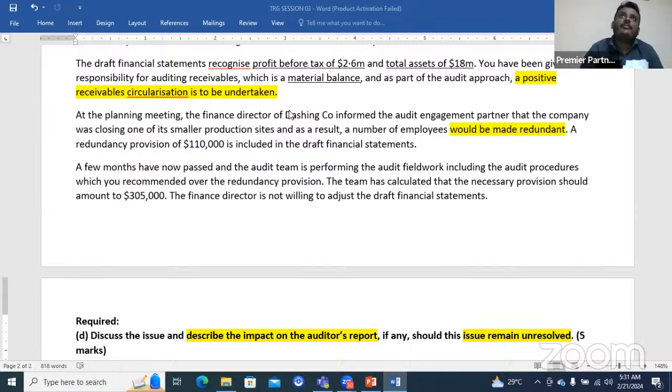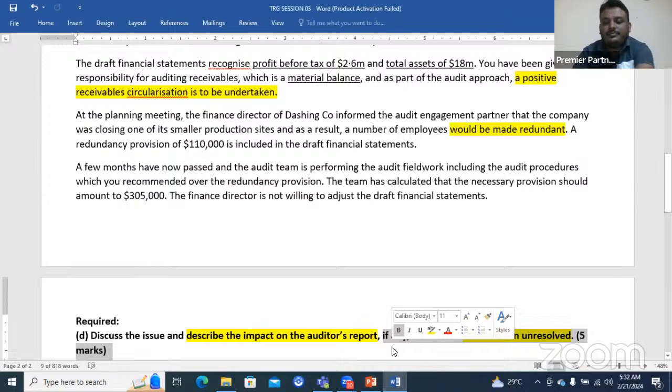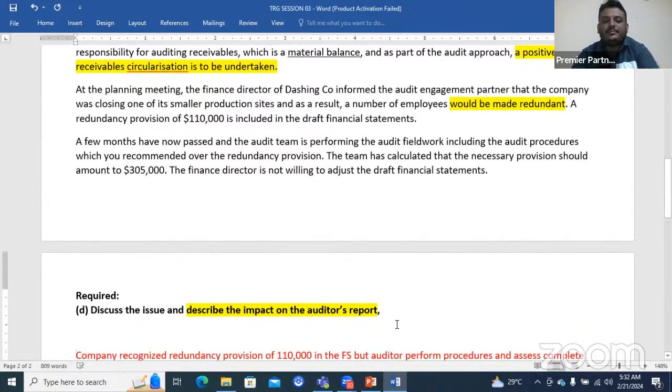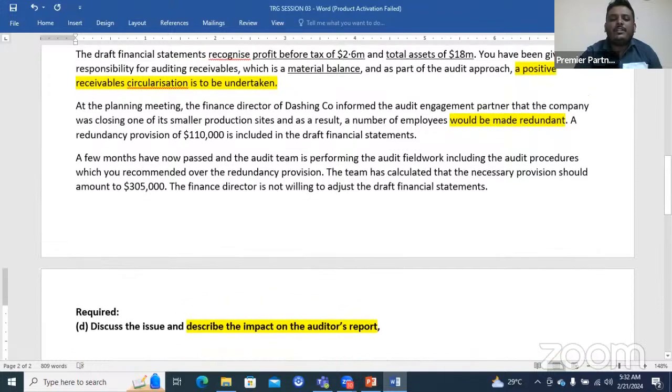So when you are reading this question, suppose I remove this line, now it's a different question. Why? Discuss the issue and describe the impact on the audit report. Then when describing the impact, I should describe it in two ways. One is, if management adjusted, what will be the opinion? If management refused to adjust, what will be the opinion? So the examiner in the audit paper is very clear. The problem is that those who are reading that question are not understanding it.